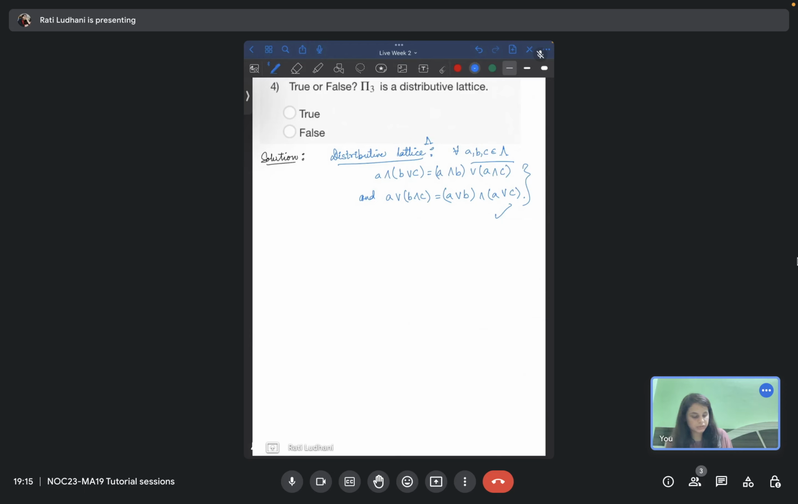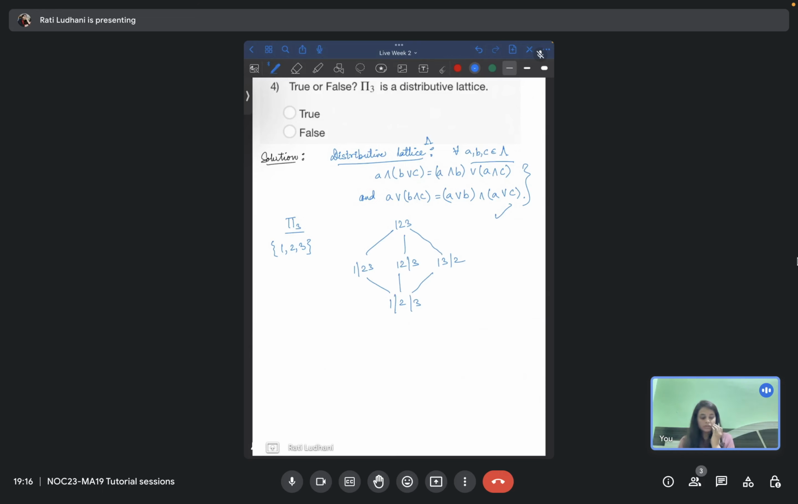So let's see with pi 3 what is happening. So what is pi 3? Pi 3 is the partitions of the set 1 2 3. So we are partitioning this. Consider that we have taken this as an example now. 1 3 and 2. So you have this, and here you have 1 2 3 combined.